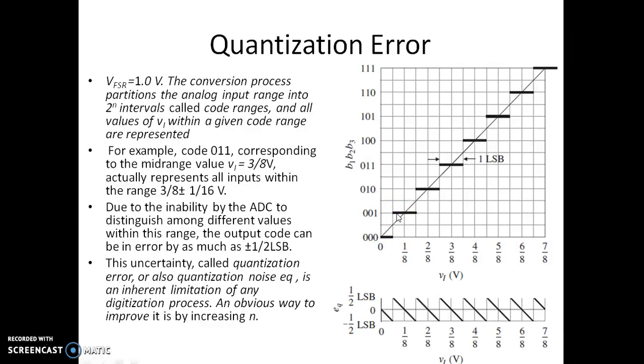So we are making an error of plus half LSB at exactly 1 by 16. That error reduces to 0 when you are representing 1 by 8. When you are representing 1 by 8 plus 1 by 16, you are making an error of minus half LSB. So this is what is called quantization error. This exactly looks like a sawtooth waveform.